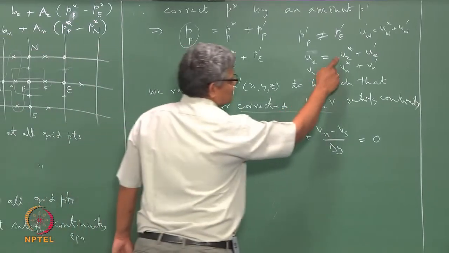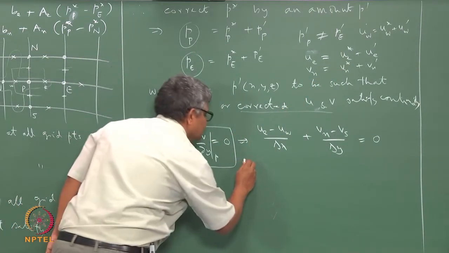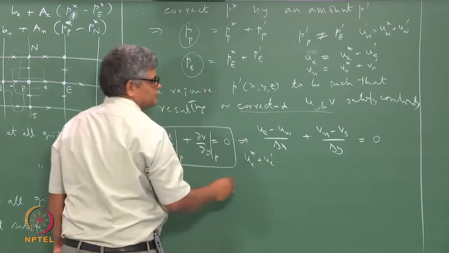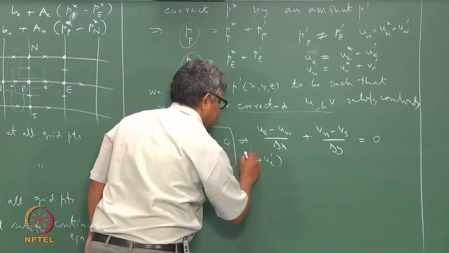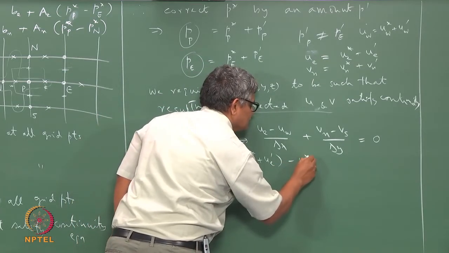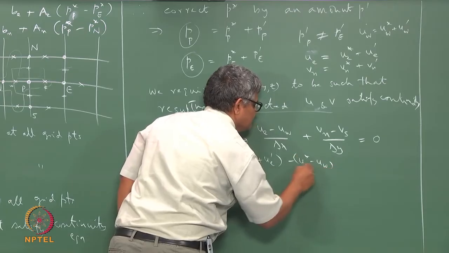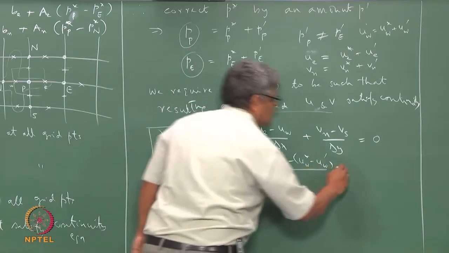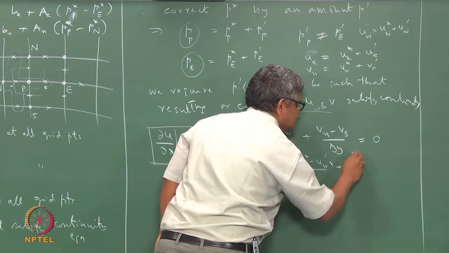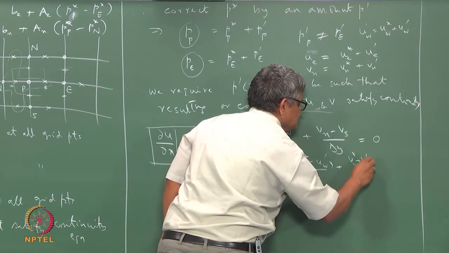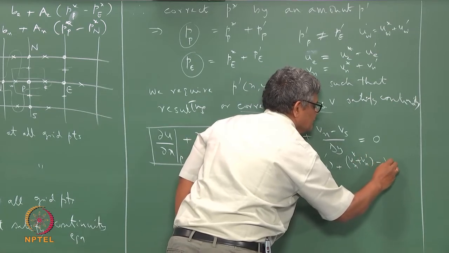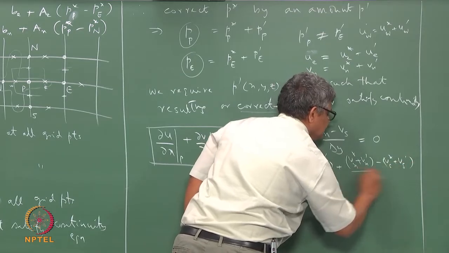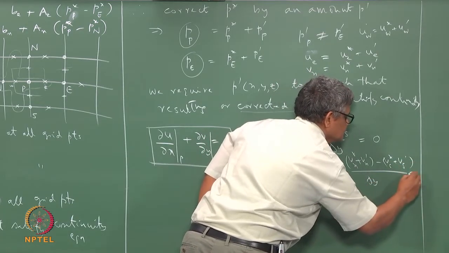So we can substitute this expression here, and then we can write this as ue star plus ue prime minus uw star minus uw prime divided by delta x plus vn star plus vn prime minus vs star plus vs prime by delta y is equal to 0.